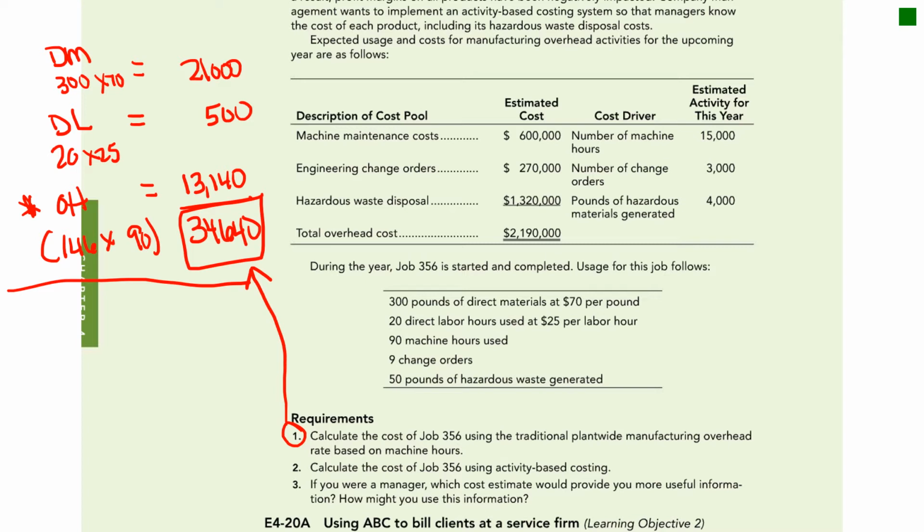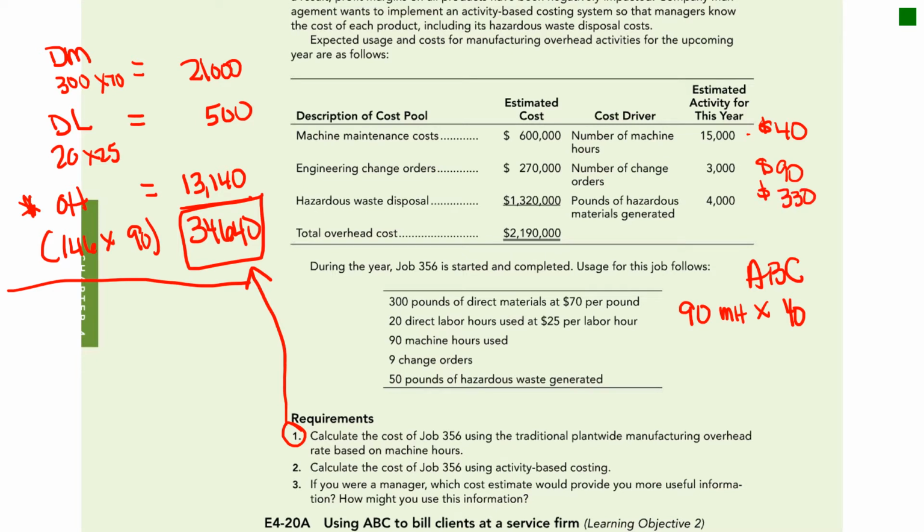So we've got 90 machine hours, 9 change orders, 50 pounds of waste. To get this overhead under ABC, we take the 90 machine hours and multiply it by the rate, which was $40 per machine hour. We got that up here. Remember, just to remind you, that was the $40 we came up with. That's the 90, and then that, of course, is the 330. We're using these rates to do the allocations.